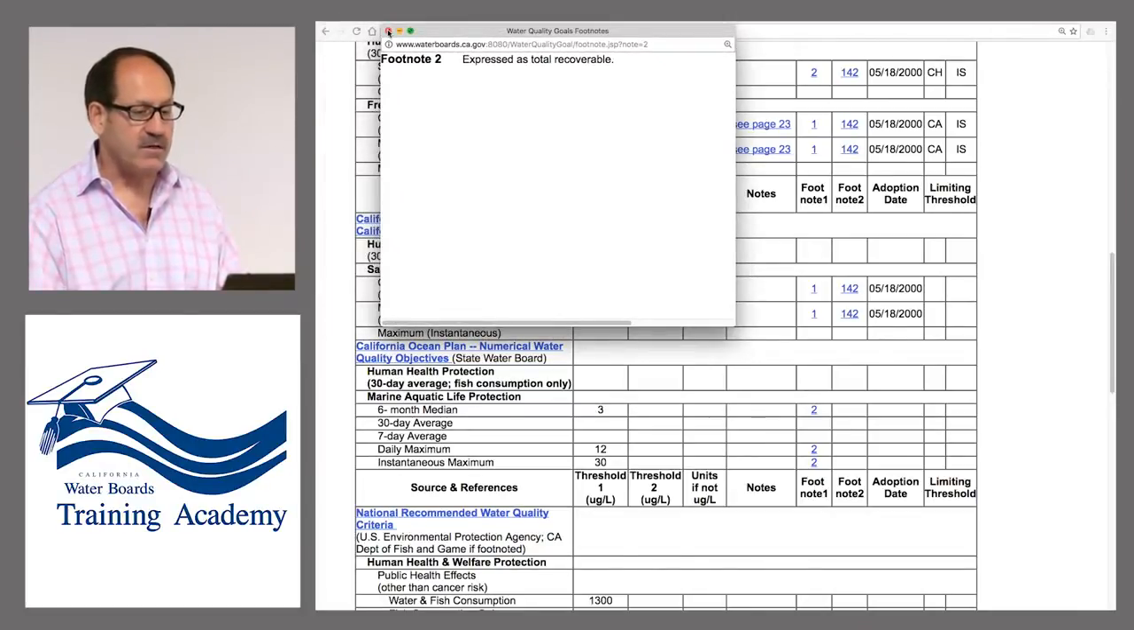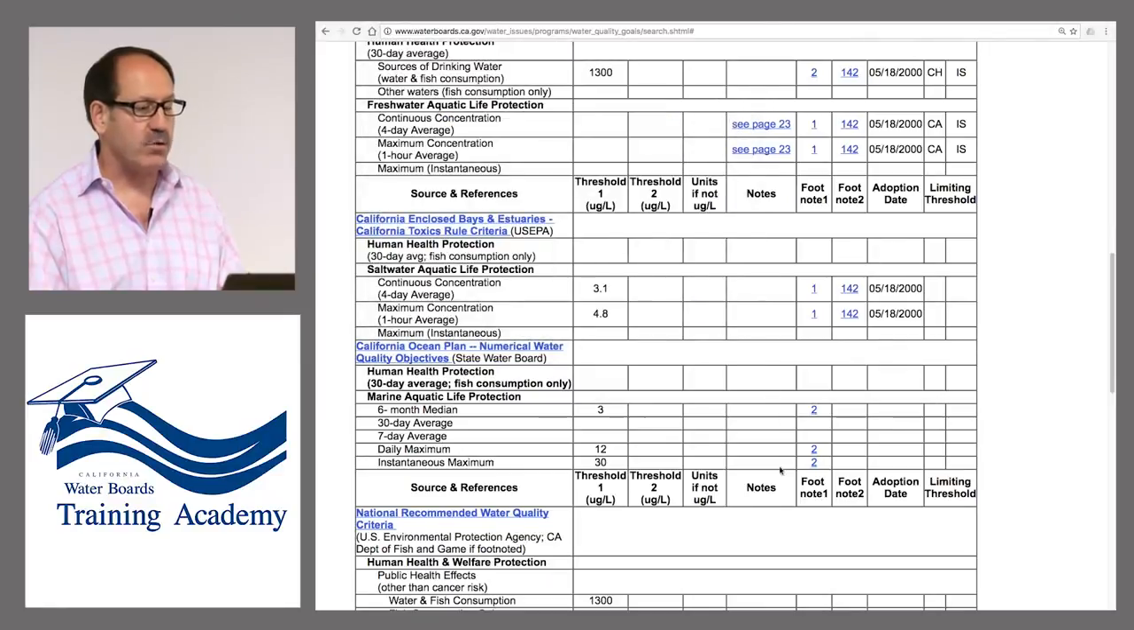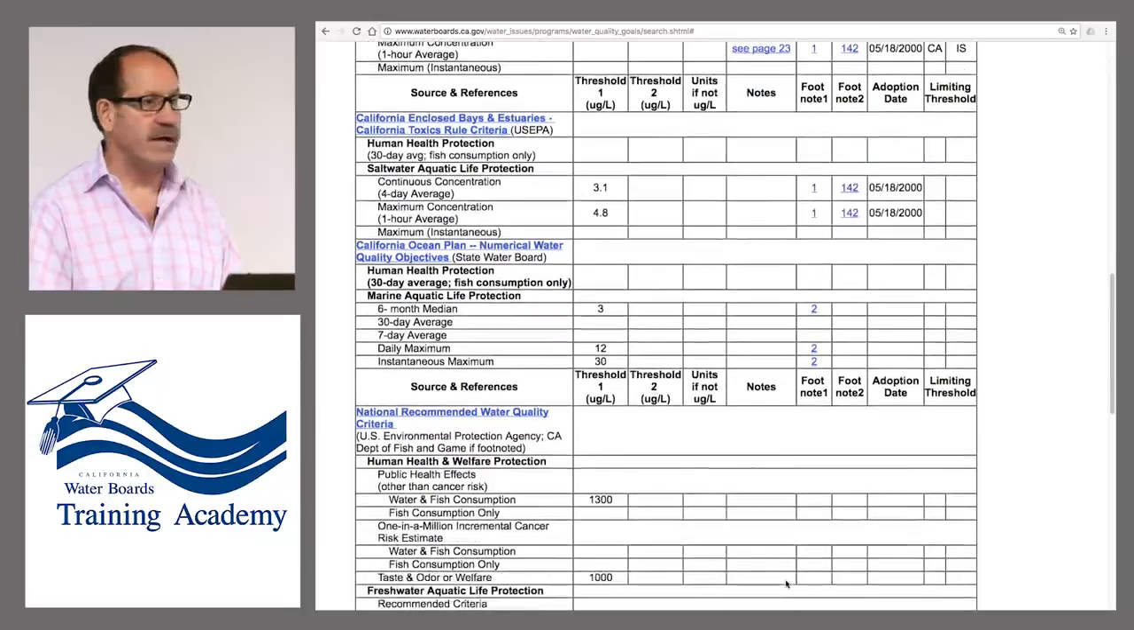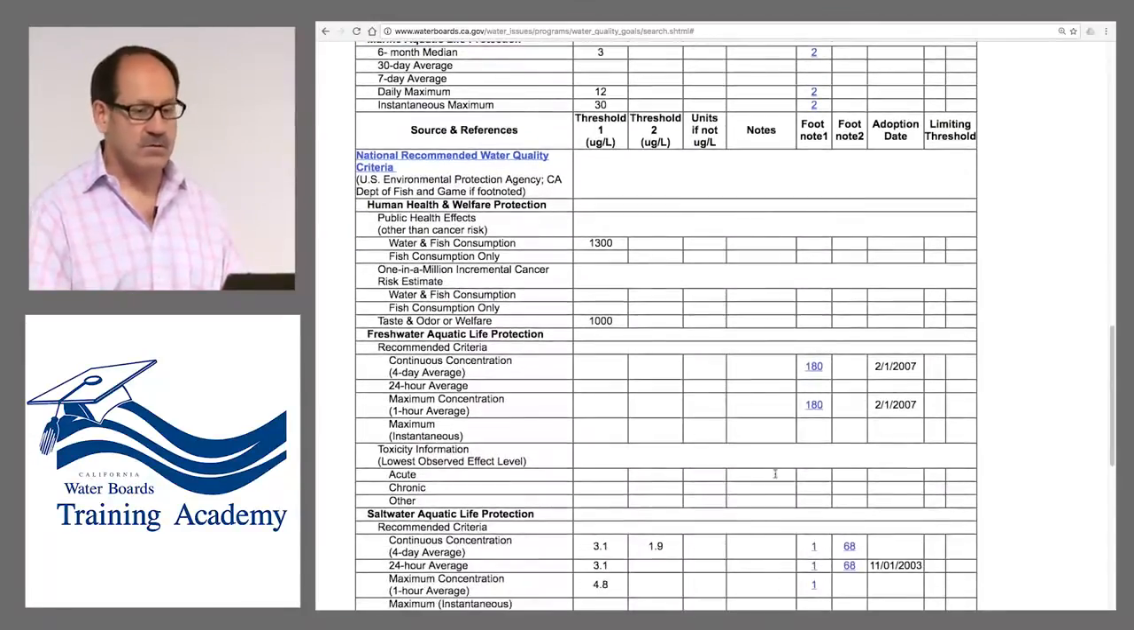In this case, a footnote of 2 means expressed as total recoverable. Some are expressed as total recoverable, some as dissolved. You see a footnote 1 for dissolved. But just click on the footnote to find out what it says.